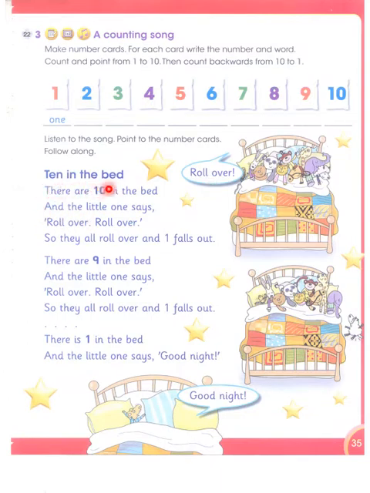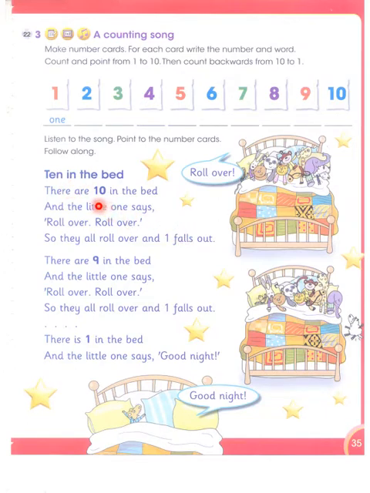10 in the bed. 10 in the bed. There are 10 in the bed, and the little one says, roll over, roll over. So they will all roll over and one falls out.